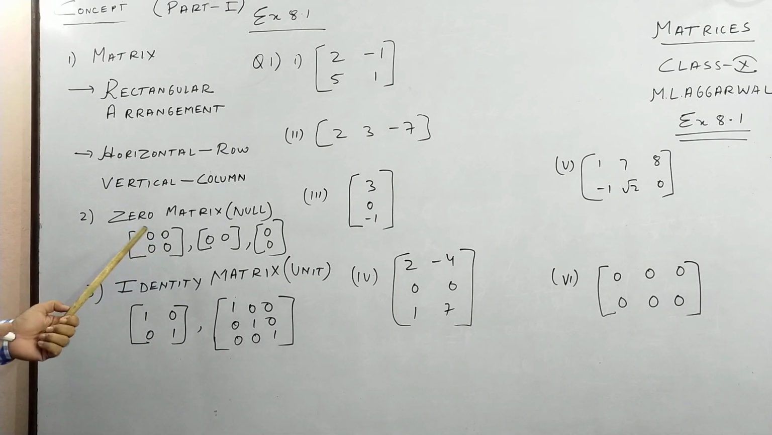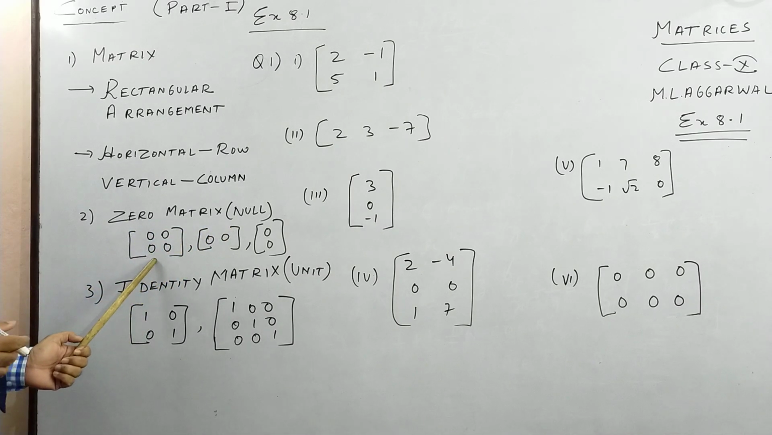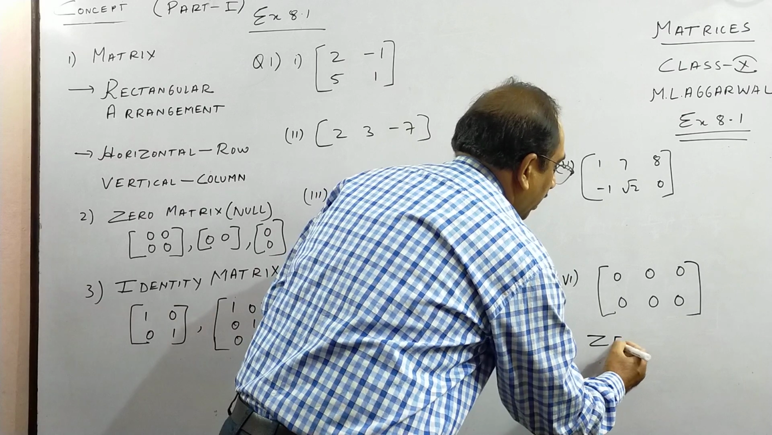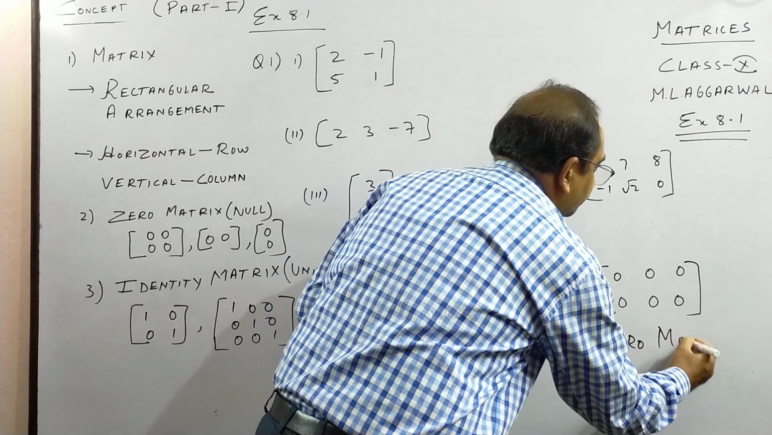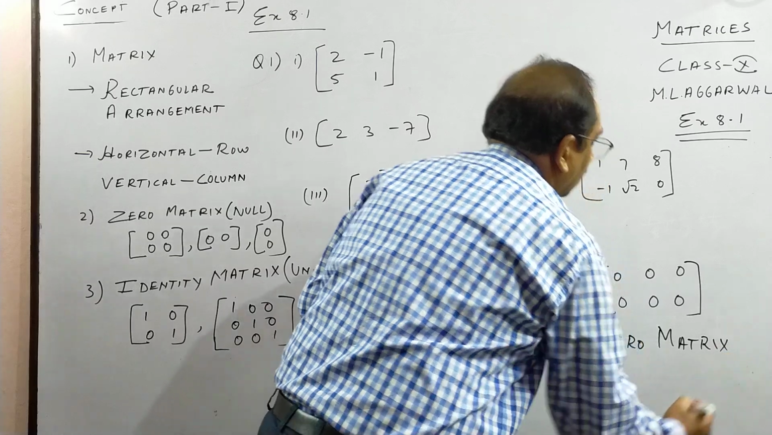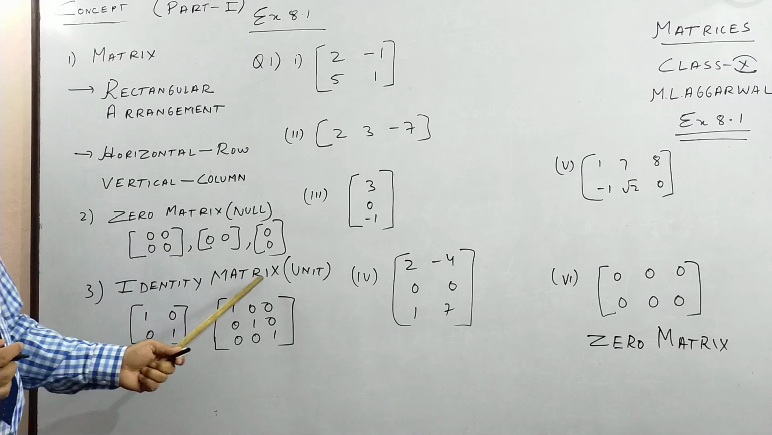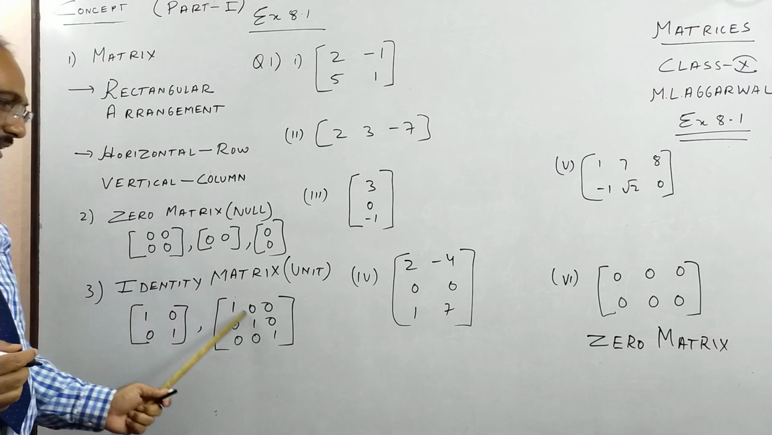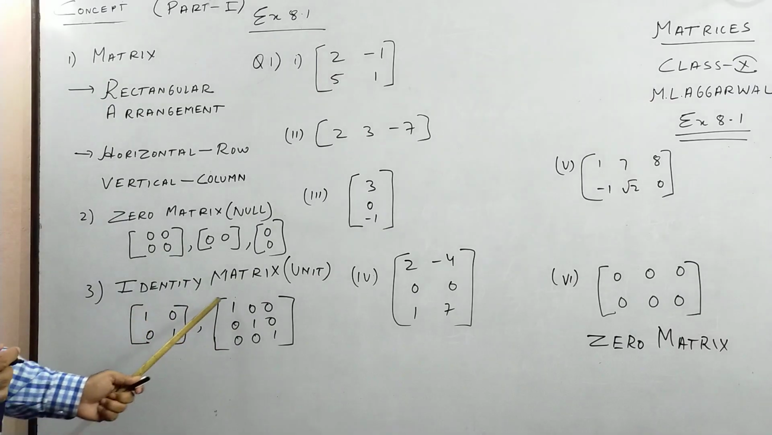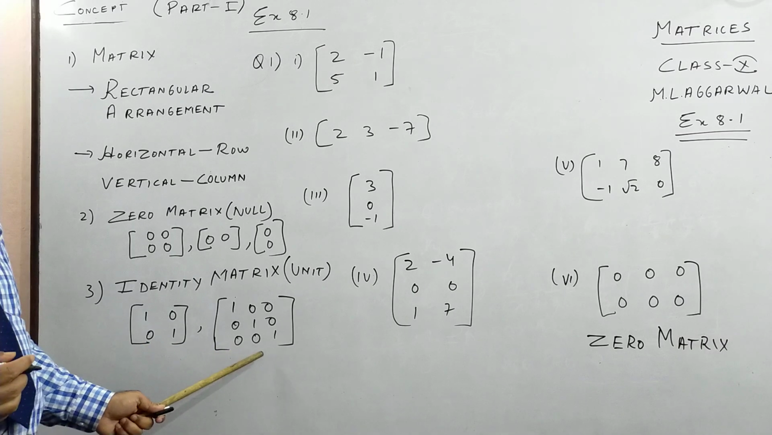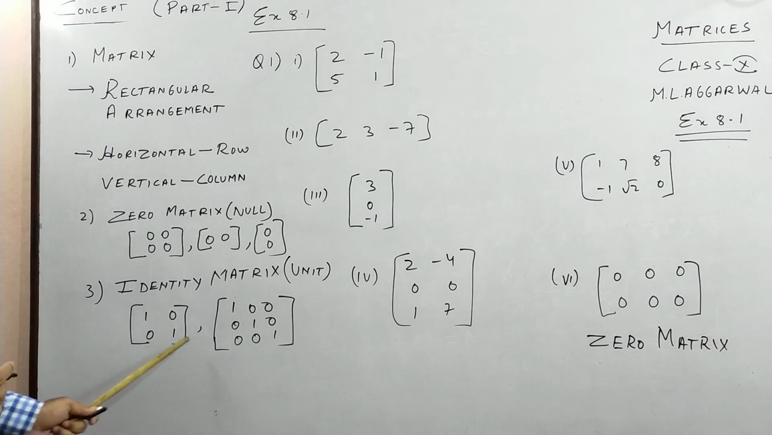Then there are 2 other concepts. One is called the zero or null matrix, where all elements are 0. This is my zero matrix. And one very important thing for you children is the identity matrix, where the leading diagonal elements are 1, and except the leading diagonal all other elements are 0. This is sometimes called I2 and this is called I3, because this is a square matrix of 2 by 2 and that is a square matrix of 3 by 3.